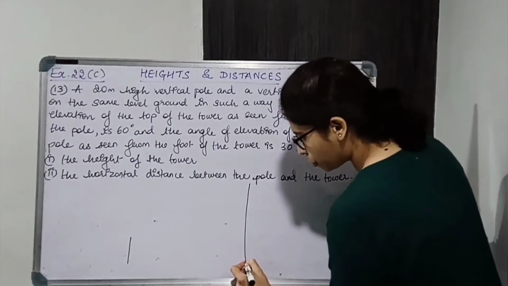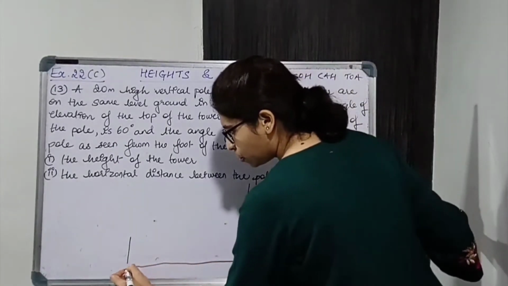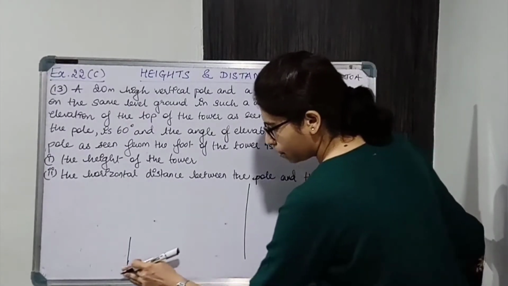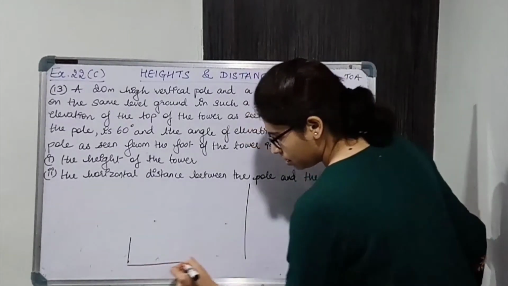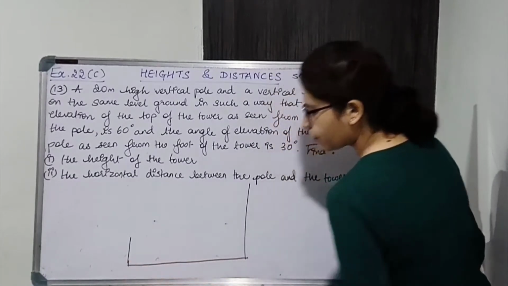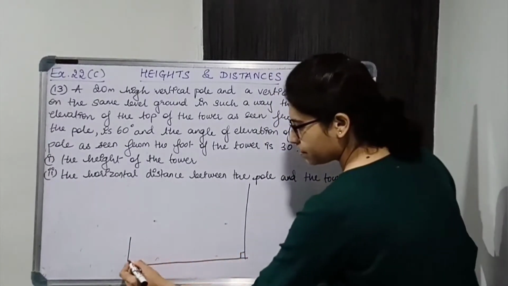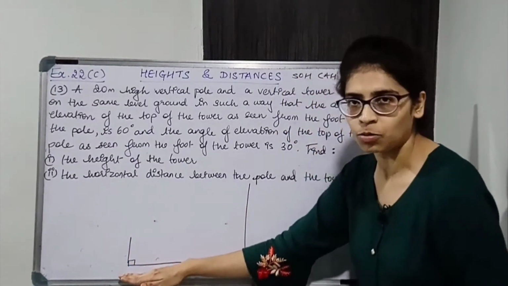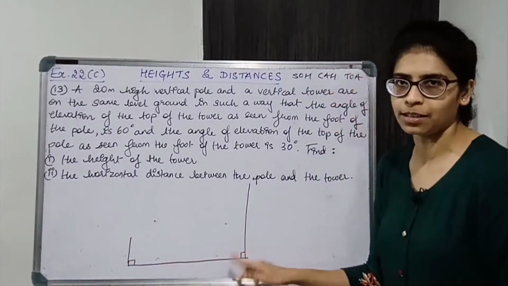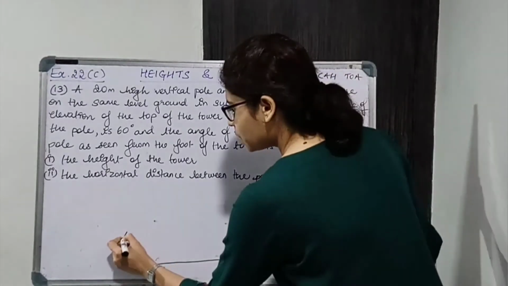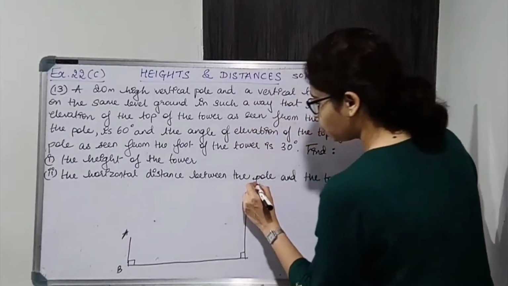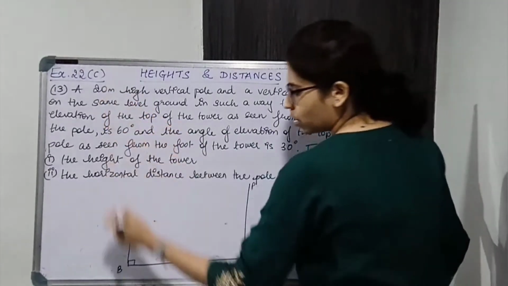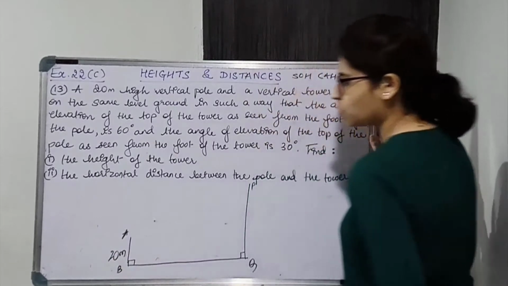That is दोनों का foot of the tower and foot of the pole are standing on the same level. ठीक है. So this I have not drawn properly. Draw it properly. ठीक है. So this is vertical, both are vertical and this is horizontal, ground is horizontal, so angle क्या हो जाएगा 90 हो जाएगा. Okay, so let's name this AB is the pole, PQ is the tower. ठीक है. Height of the pole is 20 meters, so this is given to us.